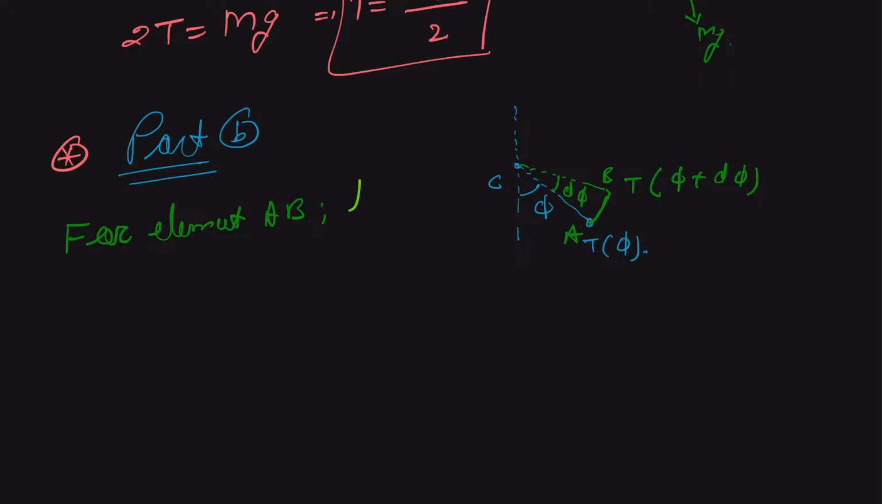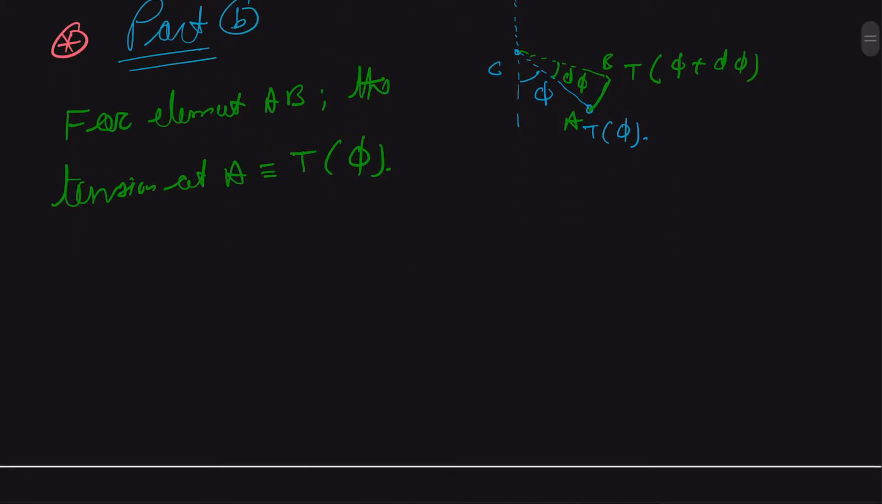the tension at A is T of phi, and at B is T of phi plus d phi.